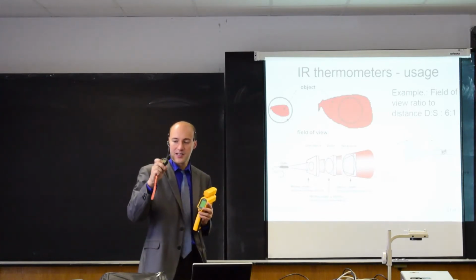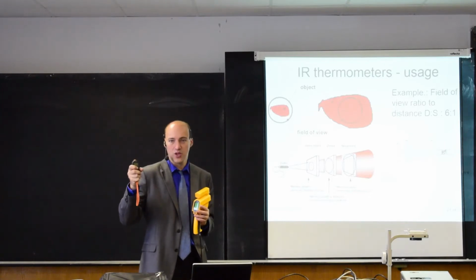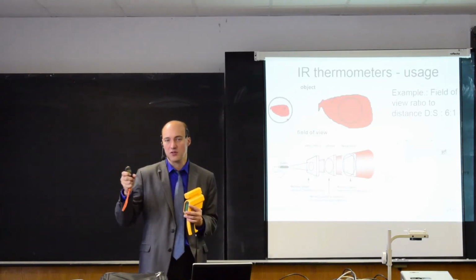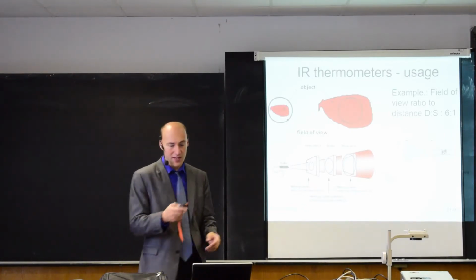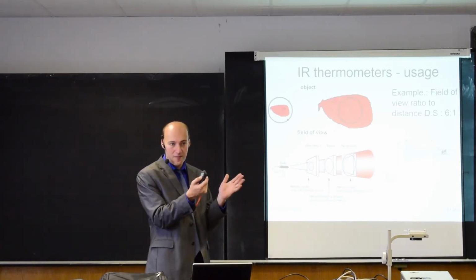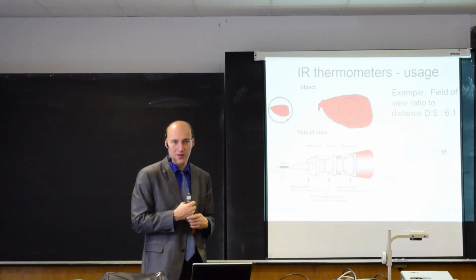Here, this cheap device does not have any possibility to change emissivity. It's set to a fixed value of 0.95. So if I would measure temperature with this thermometer, I will have false readings because I don't have the correct emissivity.